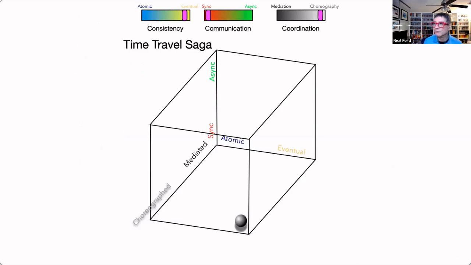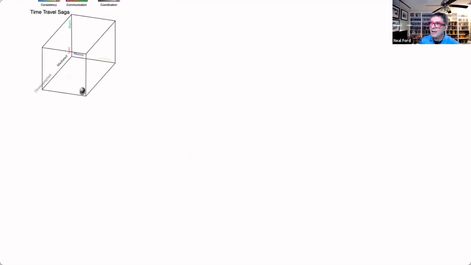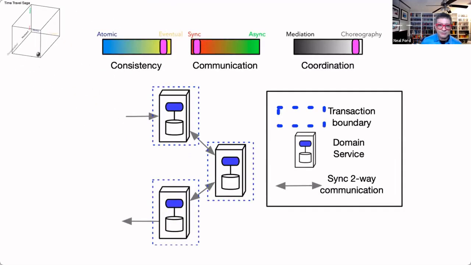Time travel. This is synchronous communication, choreography, and eventual consistency. And so this is a really good architecture for a pipeline, that kind of chain of responsibility, where I have a pipeline of things that need to apply in a single unidirectional kind of way.